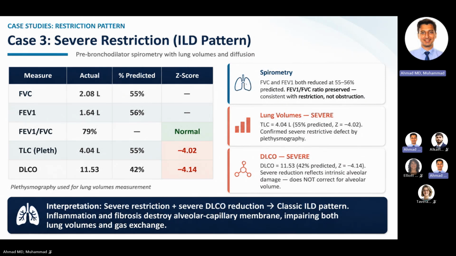Case 3 of severe restriction: a normal ratio of FEV1 FVC, FEV1 of 1.64 liters, which is 56% of predicted. If your ratio is normal, always go straight to the FVC. The FVC is moderately reduced. If the FVC is moderately reduced, look at the total lung capacity. The total lung capacity shows severe reduction, so a severe decrease in lung volumes. Look at the diffusion capacity, also severely reduced. This pattern of severe restriction, confirmed on total lung capacity, and severely decreased diffusion capacity, is consistent with advanced pulmonary fibrosis or interstitial lung disease.